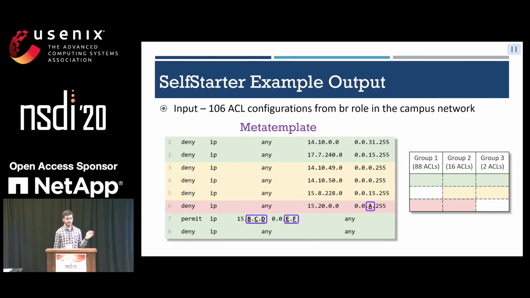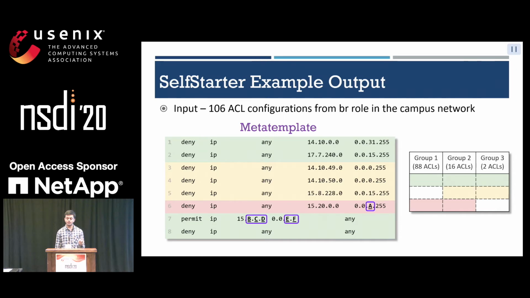The legend on the right side identifies the 3 templates that SelfStarter inferred. Each column represents a group of nodes that share a common template. Each row represents a set of lines through a color to allow users to easily see which lines of the meta template belong to each template.